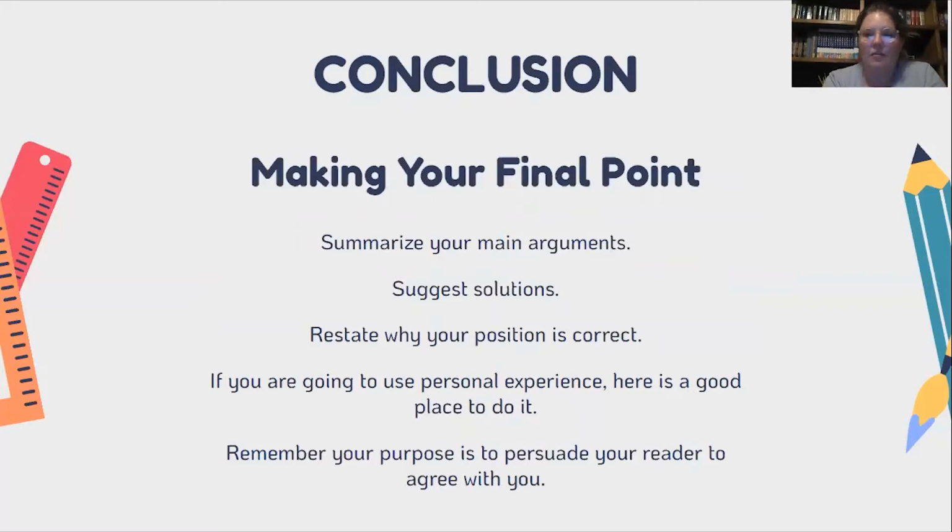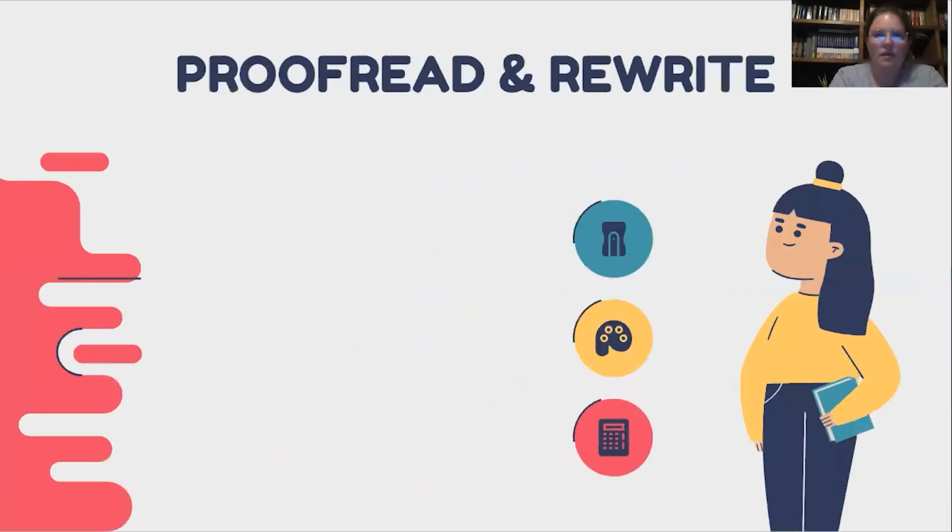When we're making our final point, we want to remember: summarize your main arguments, suggest solutions, restate why your position is correct. If you're going to use a personal experience, here's a good place to do it. Remember, your purpose is to persuade your reader to agree with you. In addition to checking for spelling and grammar errors, you want to remember to reread your essay objectively.